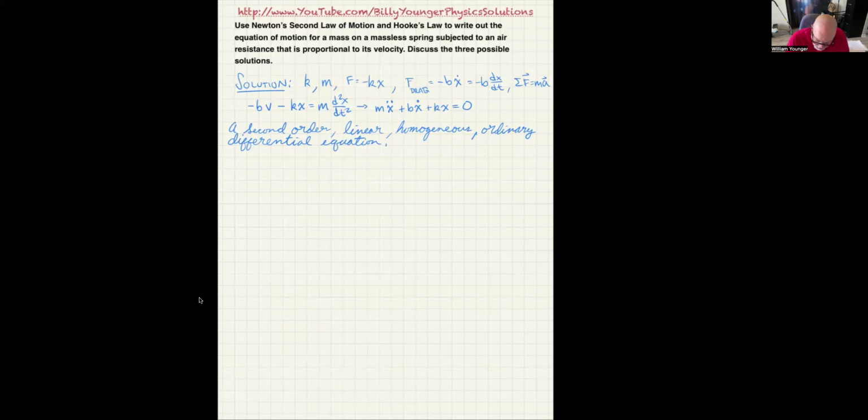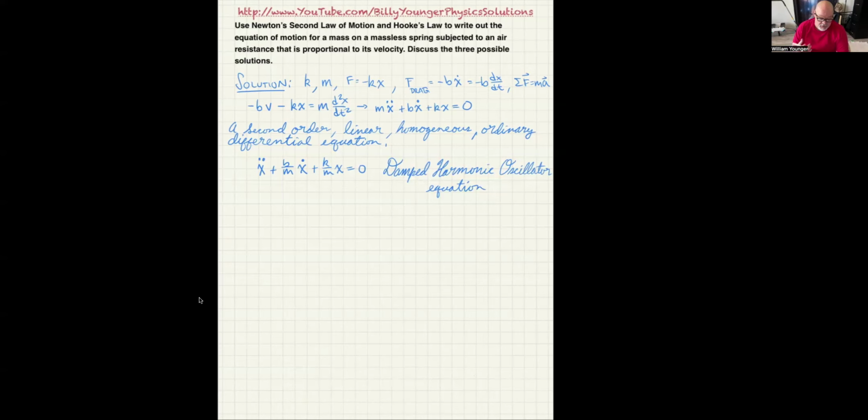To rewrite the equation, I'm just going to divide everything by m. That gives me x double dot plus b over m x dot plus k over m x is equal to 0. This is called the damped harmonic oscillator equation.